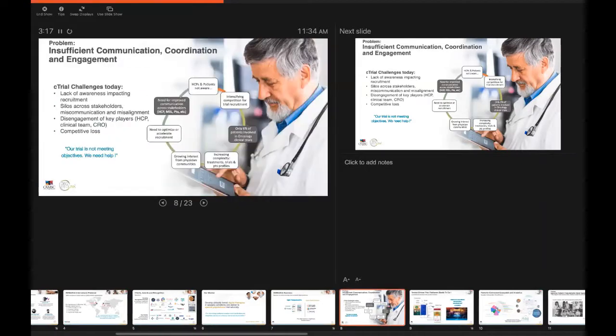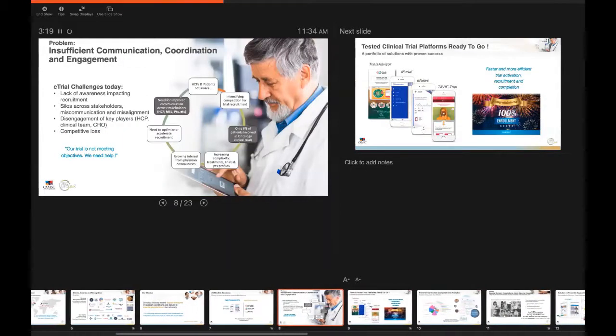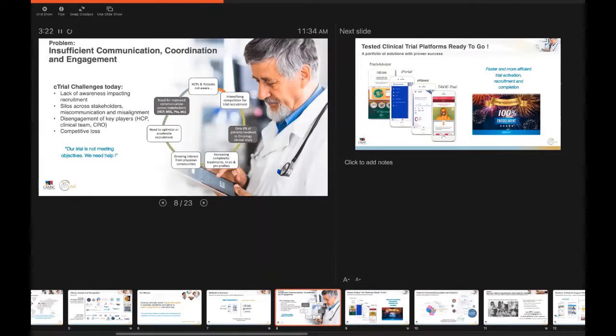If we start with the clinical trials, and again, I won't spend too much time on this, there are a lot of issues nowadays with trials, in terms of improving their coordination, increasing engagement by investigators, but also enrolling patients into them.